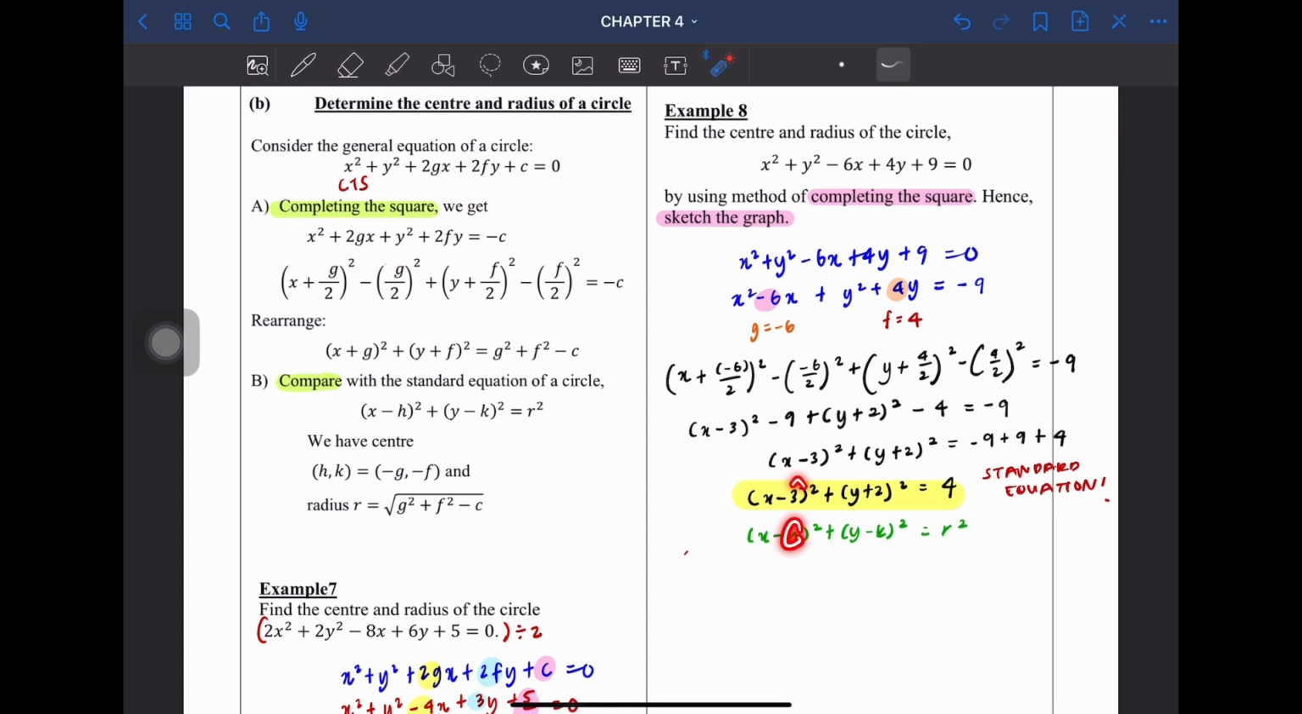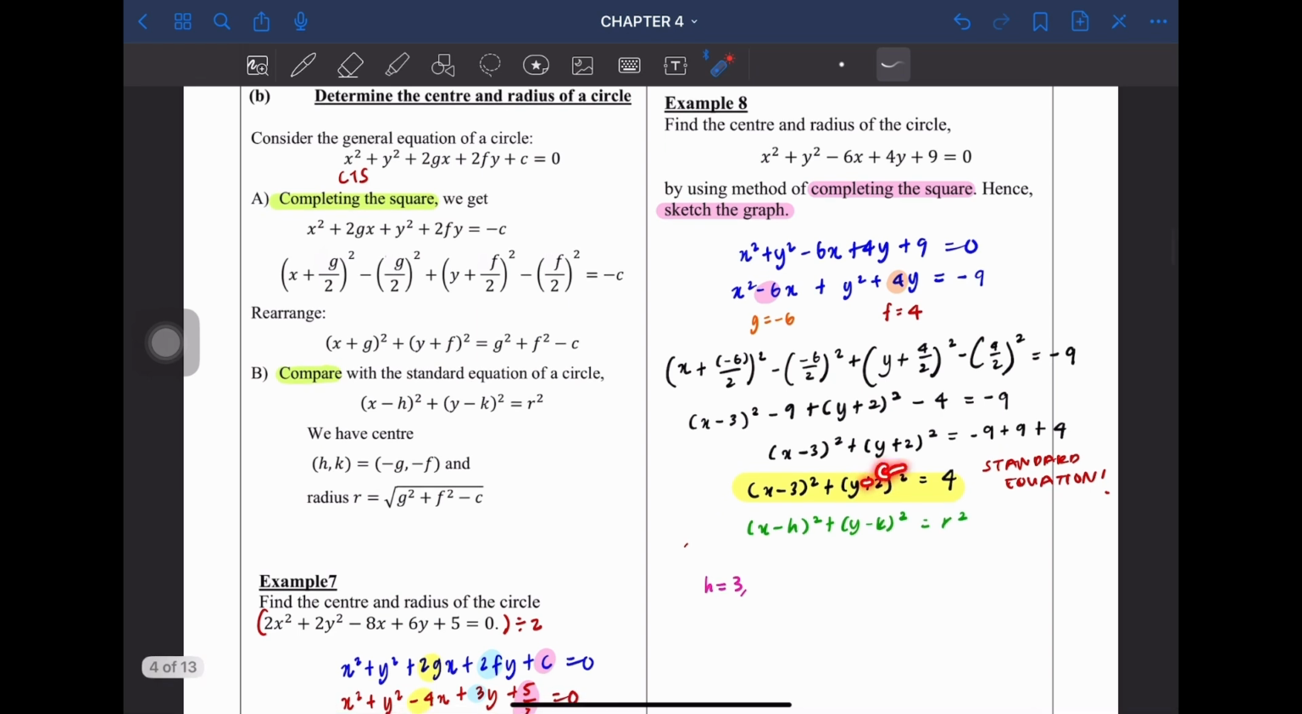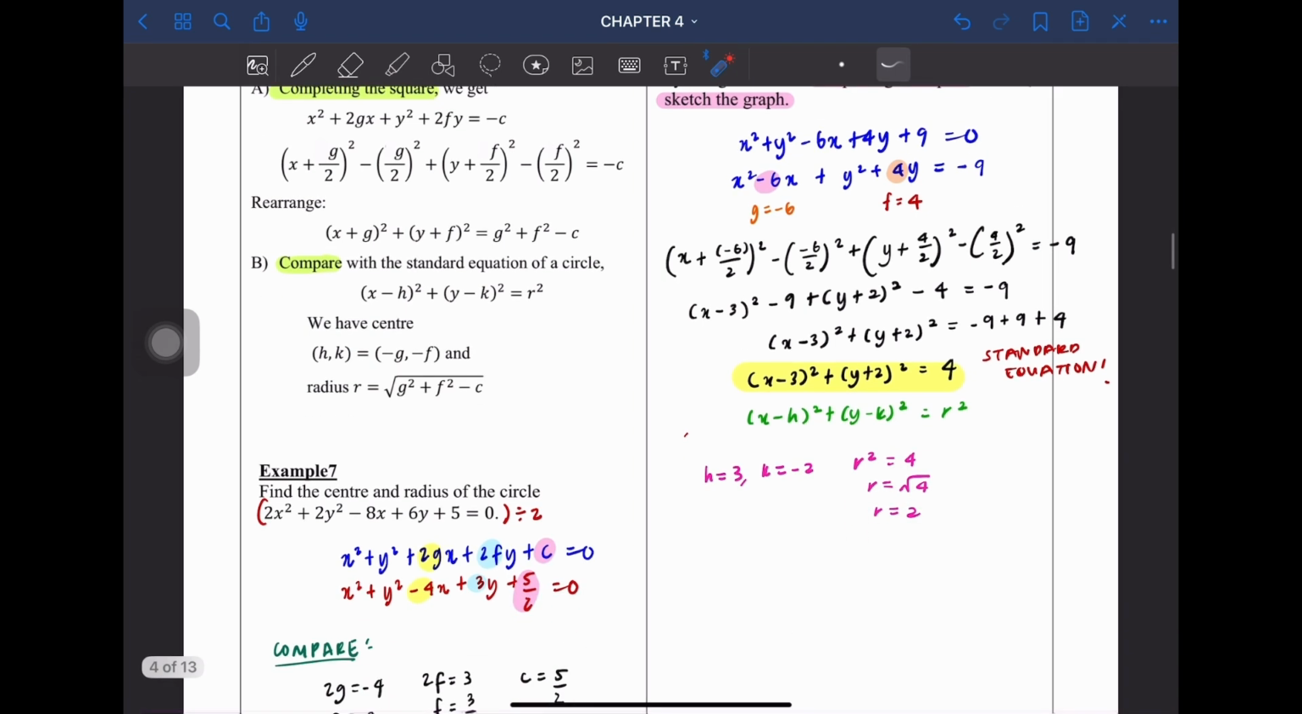So h is equal to 3. So we know h is equal to 3, and then plus 2 is negative 2. So your k is negative 2. And then we have r squared equal to 4. So your r is square root of 4, r equal to 2. There will be no plus minus at the front because the radius will always be positive. Okay, so automatically you know that your r is 2.